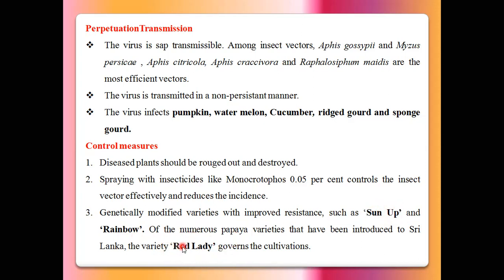Sun Up, Rainbow, and Red Lady varieties are developed using GMO technology. GMO means genetically modified organisms. In this way you can avoid the viral diseases seen in papaya. Okay, thank you.